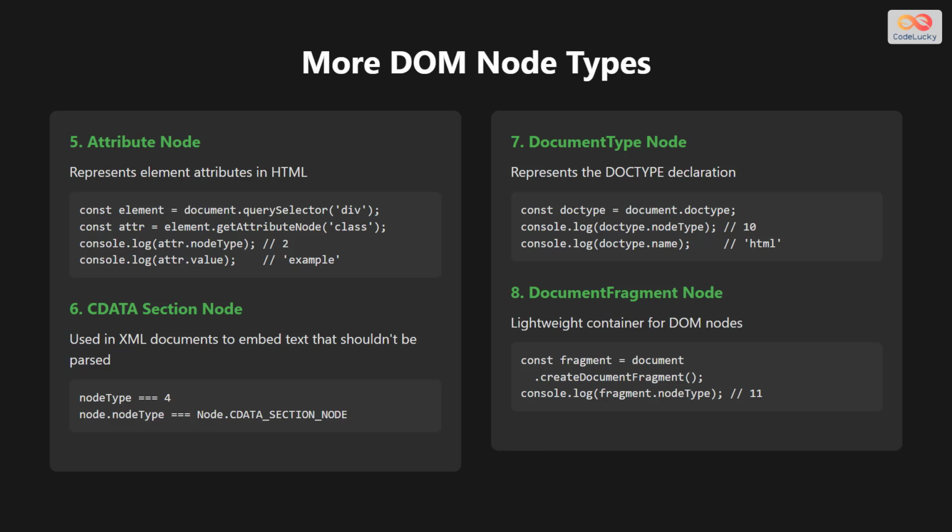Finally, there is the document fragment node. It is a lightweight container for DOM nodes. It's useful for batching DOM manipulations before inserting them into the actual DOM. The node type for a document fragment is 11.